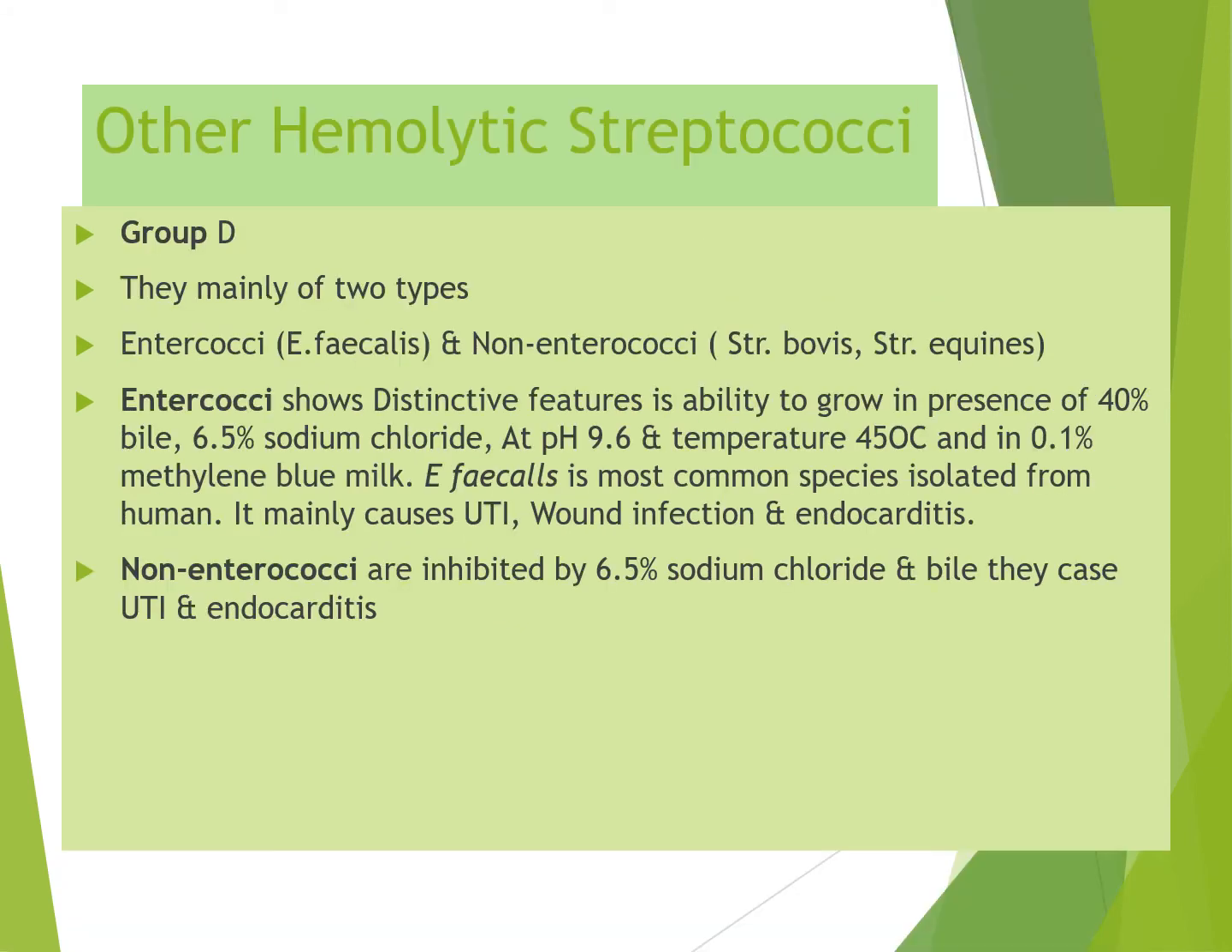Group D are mainly of 2 types. Group D is divided into two: Enterococci, including Enterococcus faecalis, and non-Enterococci, Streptococcus bovis and Streptococcus equinus. The characters of Enterococci are different from Streptococcus. Note their ability to grow in the presence of 40% bile, 6.5% sodium chloride, pH 9.6, and a temperature of 45 degrees centigrade, and in 0.1% methylene blue, and so on. So their characters differ from Streptococcus.